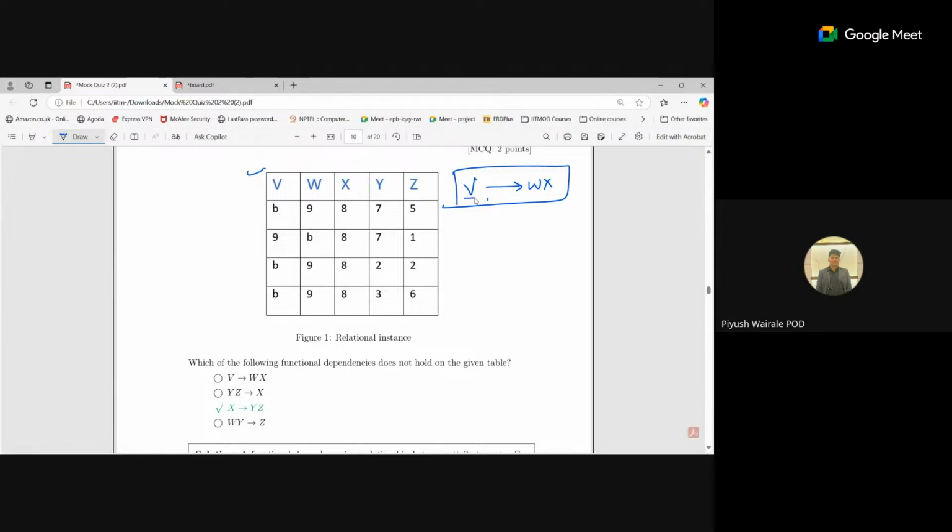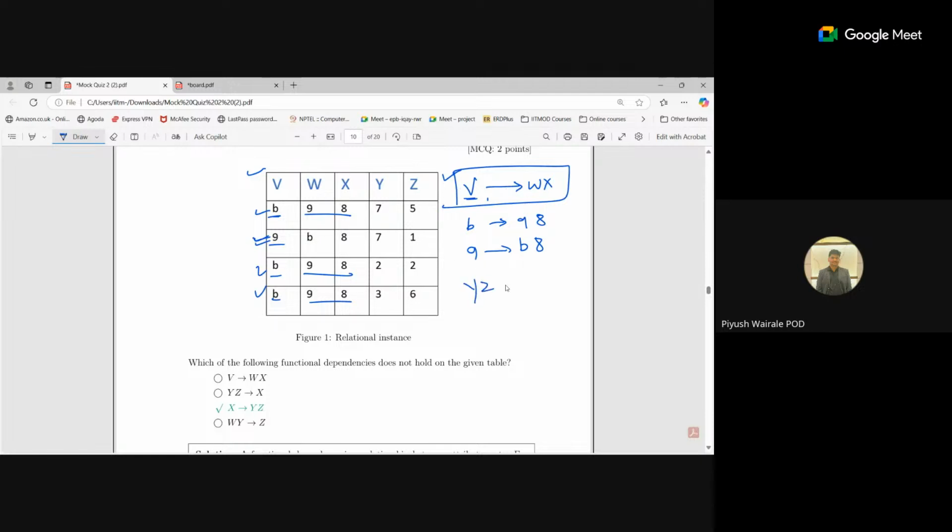So first check the unique values of V. So V is determining what? 9, 8. So V should determine 9, 8. This is fine, right? If V is determining 9, 8, in the entire table V is determining 9, 8 only. And here 9 is determining what? 8, but we don't have any other different pair for V in the same table. So you can see for all the 4 rows, this case is getting satisfied. So we can say V determines WX is applicable here.